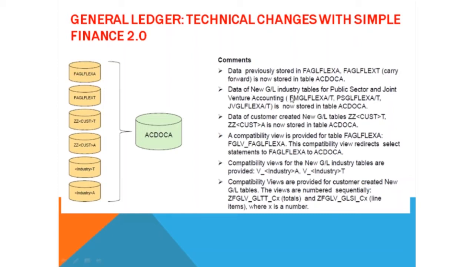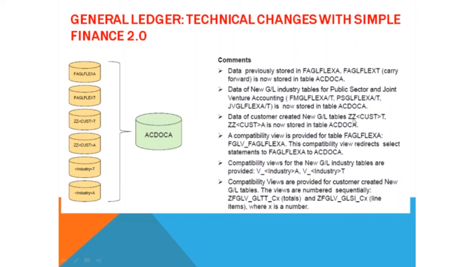Data of the new GL industry table for public sector, for joint public sector, all those who are federal as well as state companies, because I worked in public sector too. So for them it's also a very good facility. And those who also want to work in joint venture, oil and gas companies, can also use the same ACDOCA table. And data of customer-created new GL table ZZ.